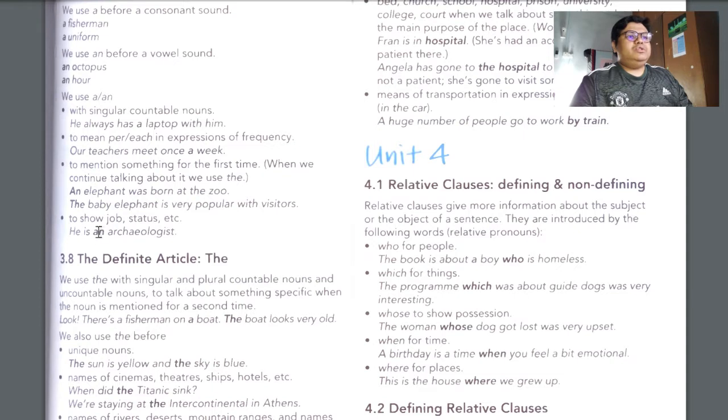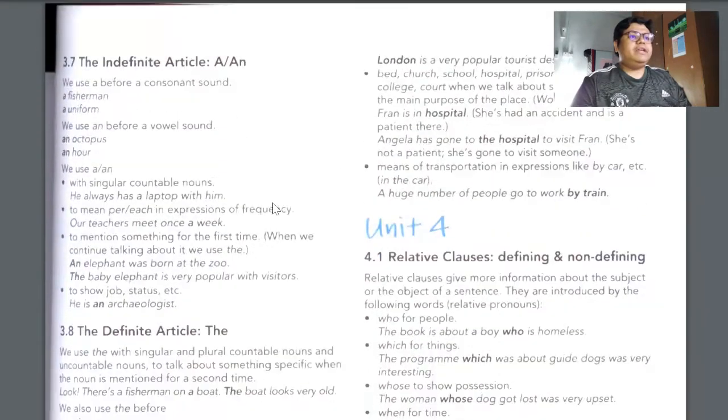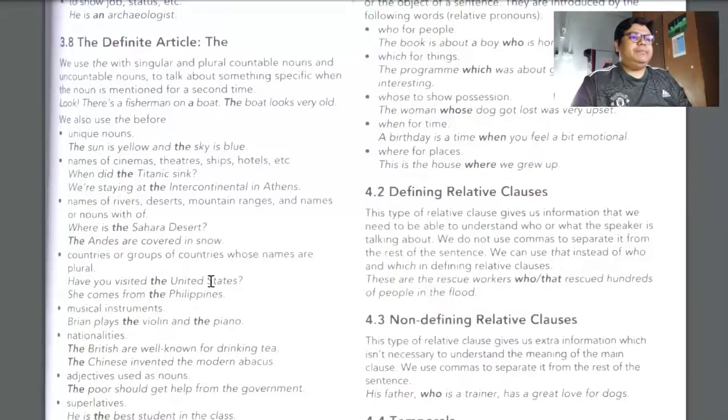Okay, and finally to show job status. Okay, so job status ni maksudnya ni lah pekerjaan. Okay, kalau I am a teacher contohnya, kalau kat sini contoh dia, he is an archaeologist. So kalau pekerjaan-pekerjaan ni semuanya kita akan letak artikel dekat depan dia. Artikel A or N depending on the word. Okay, so that is for indefinite article. Okay, indefinite lagi sekali saya nak ingatkan, indefinite means general.